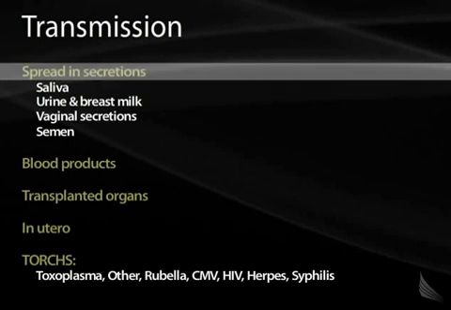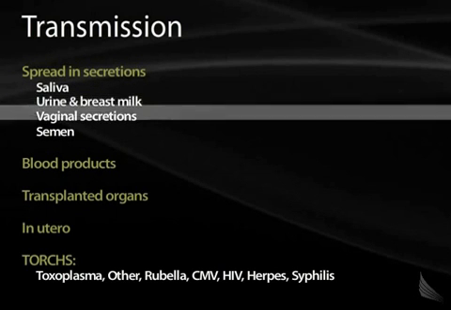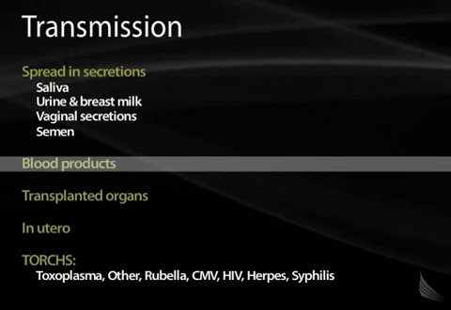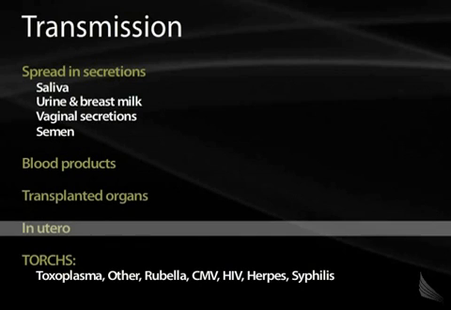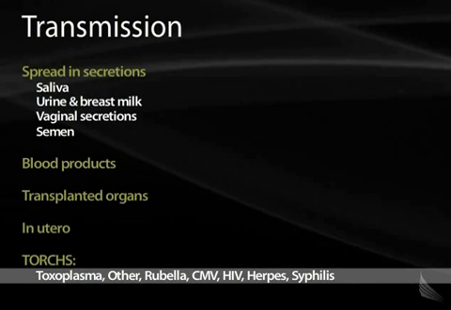Transmission of CMV is spread in secretions, usually by saliva, urine, breast milk, vaginal secretions, or semen. You can get it in blood products, or frequently in transplanted organs, in utero. When you think about an in utero infection or congenital infection, you think about common pathogens, and the mnemonic here is TORCHES, where you think of toxoplasma, other, rubella, CMV, HIV, herpes, and syphilis.